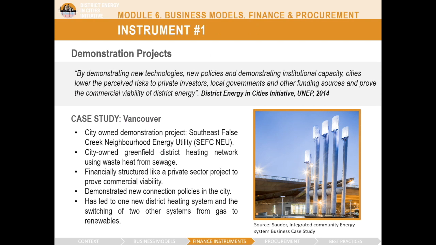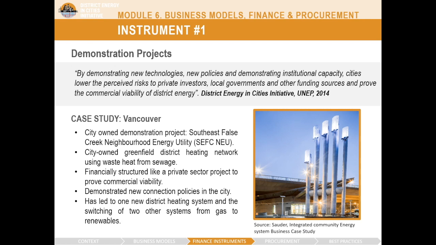Demonstration projects. By demonstrating new technologies, new policies, and demonstrating institutional capacity, cities lower the perceived risk to private investors, local governments, and other funding sources and prove the commercial viability of district energy. An example of a city which implemented district heating using demonstration project is Vancouver, Canada.